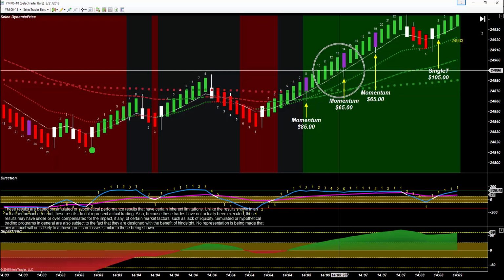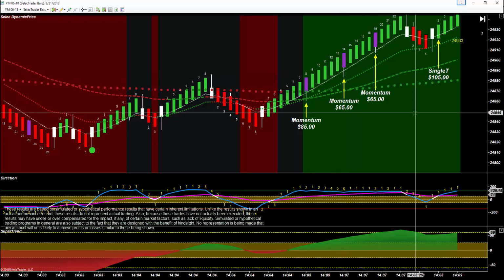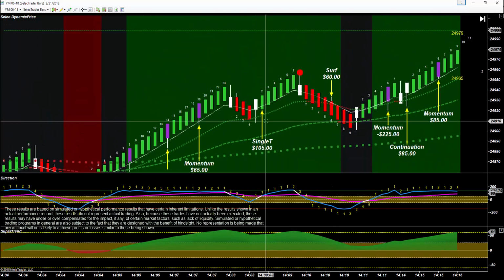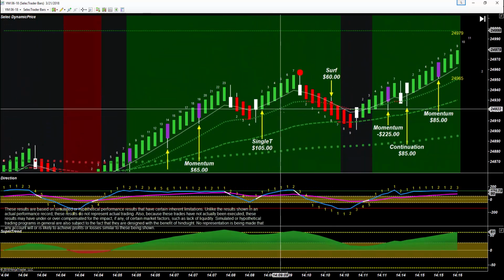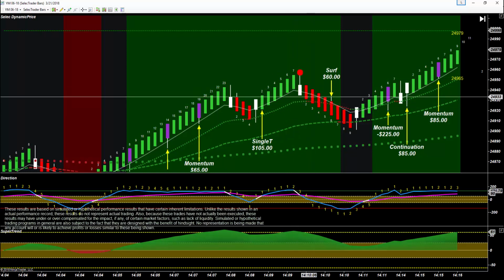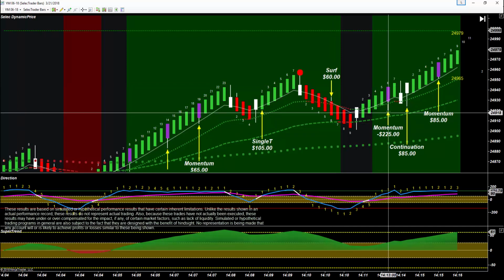low of bar 13, followed by another momentum that hits profit target, grabs an extra tick, and another momentum that also grabs an extra tick with the runner. Then we have a single T long. This one does hit profit target and grabs a couple extra ticks by trailing at the low of bar 7. Then we have a surf short just hitting profit target, followed by a momentum long at 14:13.